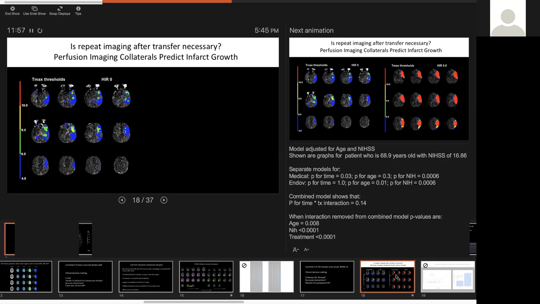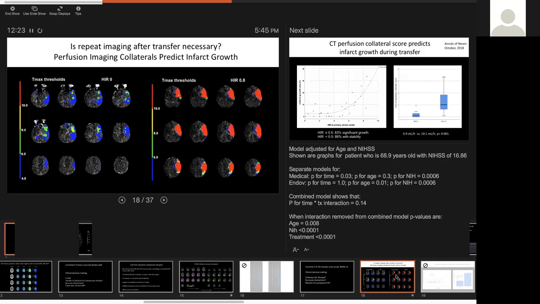So we have a parameter called the HIR, which is the hypoperfusion ratio. And it's looking at what percentage of that Tmax6 lesion is red. And in this case, it's 0. There's no red at all. So that's an ideal hypoperfusion intensity ratio, and that means the patient has great collaterals, even though the patient has an aphasia and a hemiplegia.